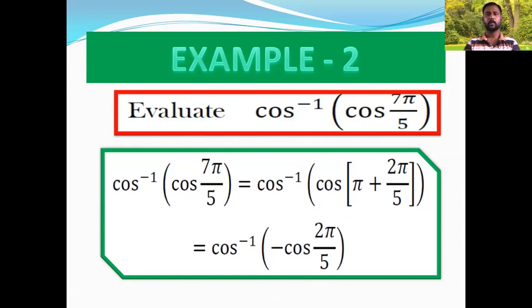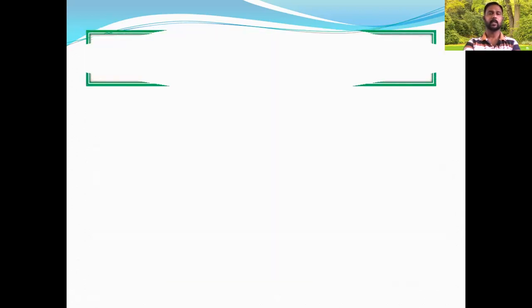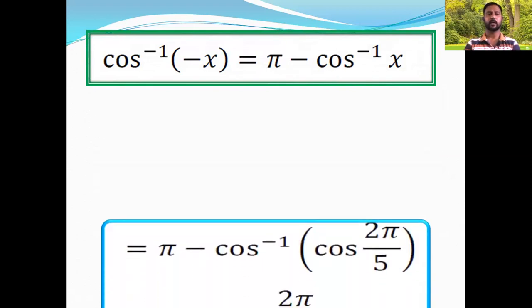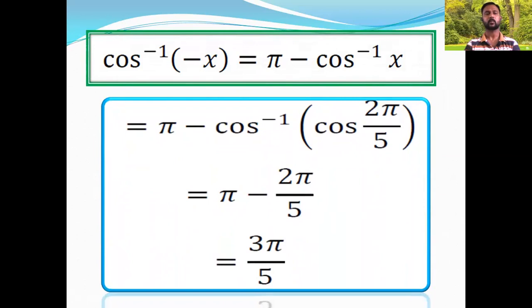Now you see the angle pi plus 2 pi by 5. Pi plus some angle is an angle in the third quadrant. But in the third quadrant, cos is negative. Therefore, see the next line. It is cos inverse of minus cos 2 pi by 5. That minus results because that angle lies in the third quadrant, in which cos is negative. Now here we want to apply a relation. Cos inverse of minus x is pi minus cos inverse x. Therefore, we rewrite the last line as pi minus cos inverse of cos of 2 pi by 5.